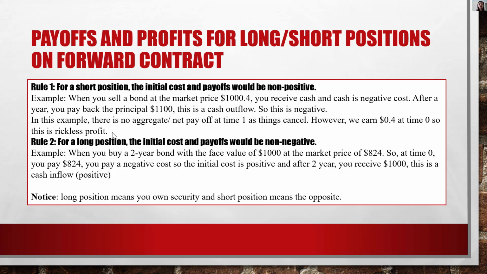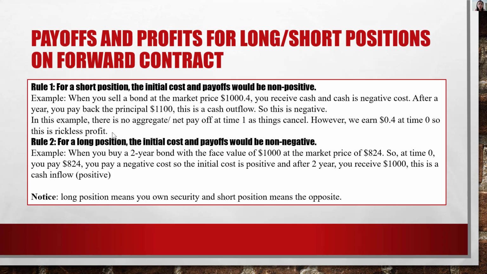The second rule: for a long position, the initial cost and payoff would be non-negative. This is just the opposite, like sell and buy are two opposite situations. For a long position, basically you own the security. So for example, when you buy a 2-year bond with a face value of $1,000 at the market price of $824, at time 0 you pay $824, and remember cash paid is a negative transaction. So you pay a negative cash flow, so the initial cost is positive. And after 2 years, you receive $1,000 face value. This is a cash inflow, so it's also positive.